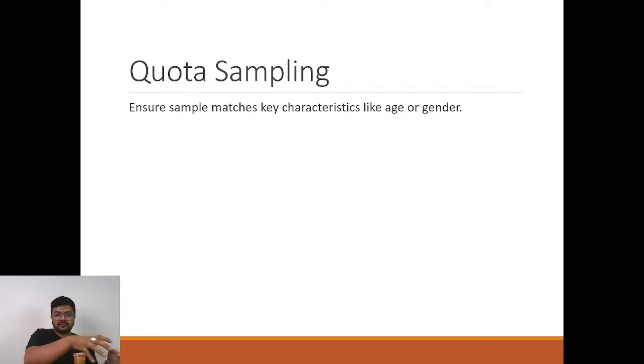So this is called quota sampling. Again, you can see there's my bias involved: 70%, 20%, and 10%, the ratio 7 to 2 to 1, which is not equal amongst all people, right? So that's why it is called non-probabilistic sampling.